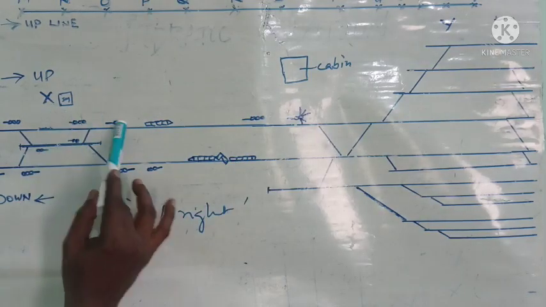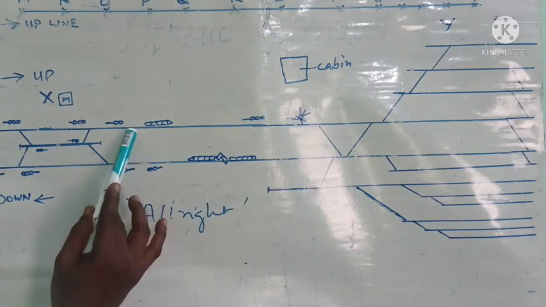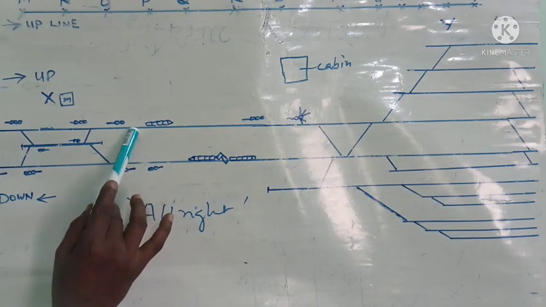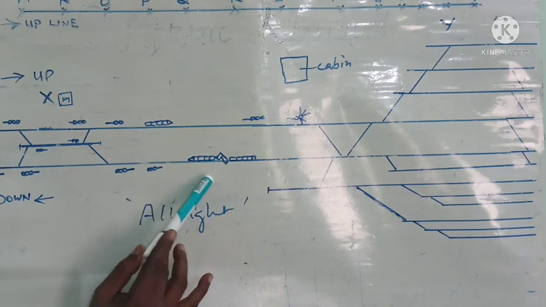When the train entered the block section between station X and station Y, the loco pilot of our train found a flasher light on the down line far away.